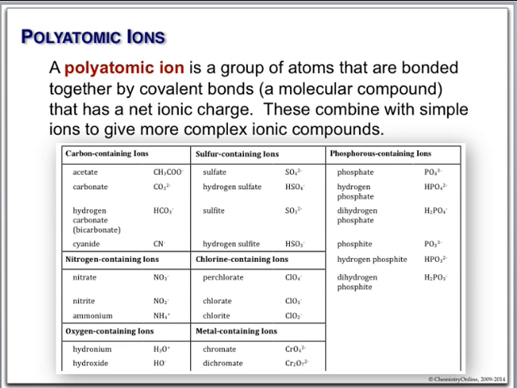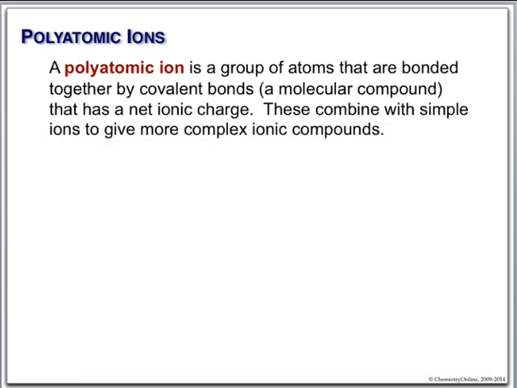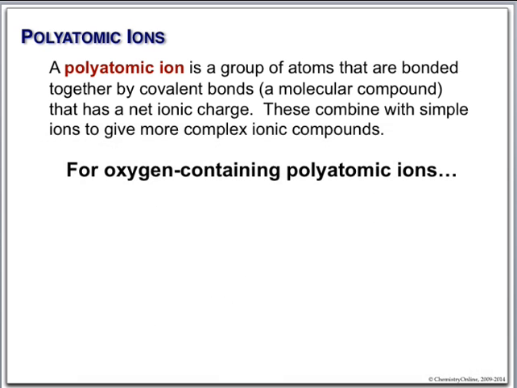There's one general guideline that can help you within a family. This works for oxygen-containing polyatomics. Just like sulfate, we have oxygens in there. What you want to do is find the parent. Sulfate is the parent, okay? It's going to end in ATE. It'll have a certain number of oxygens. So remember the parent.